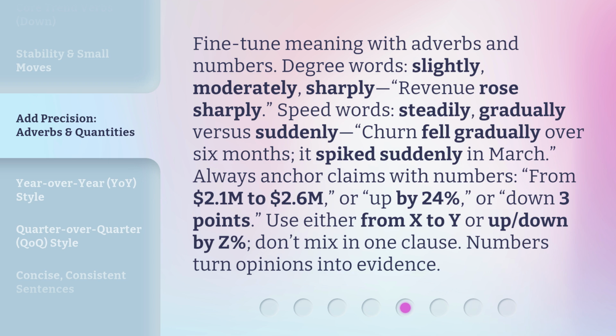Always anchor claims with numbers. From $2.1 million to $2.6 million, or up by 24%, or down 3 points. Use either "from X to Y" or "up/down by Z%." Don't mix them in one clause. Numbers turn opinions into evidence.